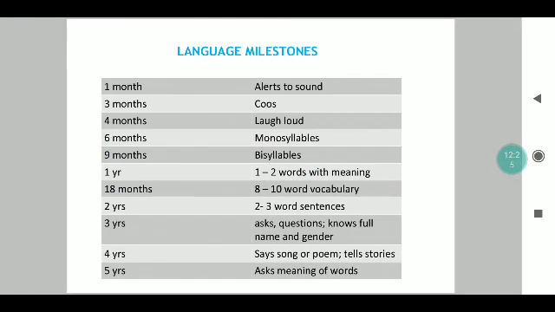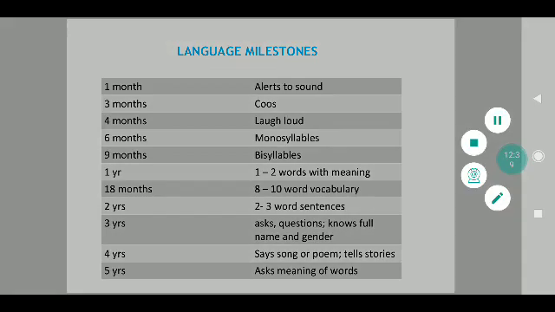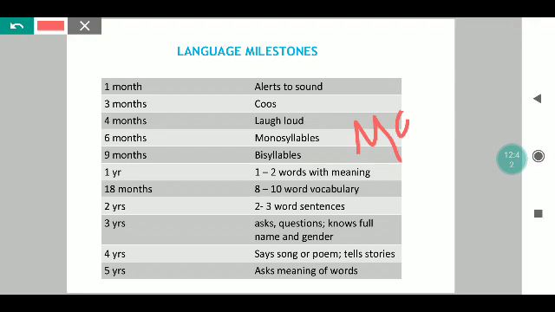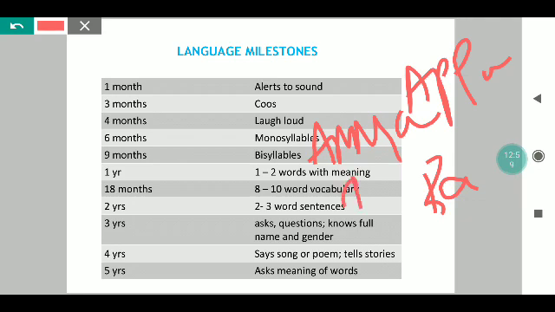Now, coming to language milestones, by the 1st month, the child is able to be alert to sound. By the 3rd month, the child starts cooing and babbling also begins. A loud laugh appears by the 4th month, followed by monosyllables at 6th month. By monosyllables, I mean it could be as simple as ma, pa, ba. When I say bisyllables at 9 months, I am referring to amma, appa, papa. These are all bisyllable words which do appear by 9 months of age.